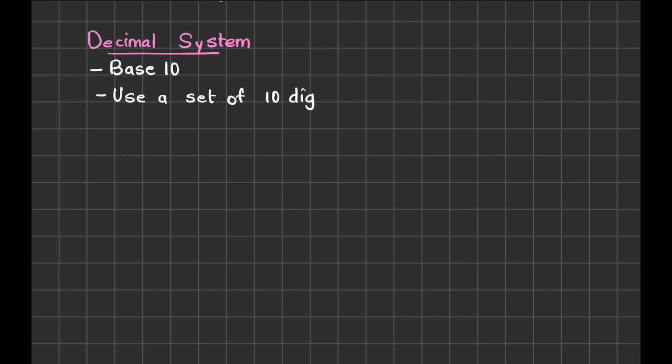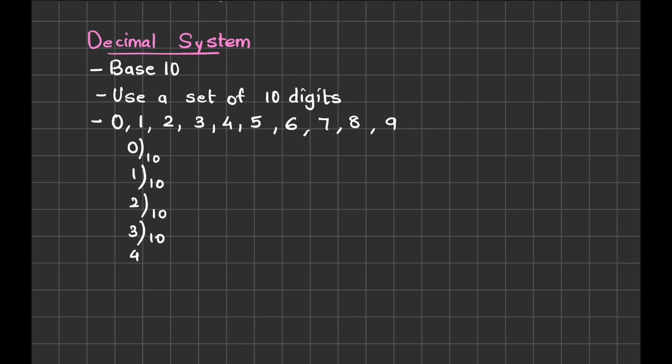Now let's talk about the decimal system. It's also known as the base 10 system. It's a numerical system that uses a set of 10 digits to represent numbers. So we use the digits 0, 1, 2, 3, 4, 5 up to 9. Representation of numbers in the system can be written like this: a number in brackets, with 10 written as a subscript.